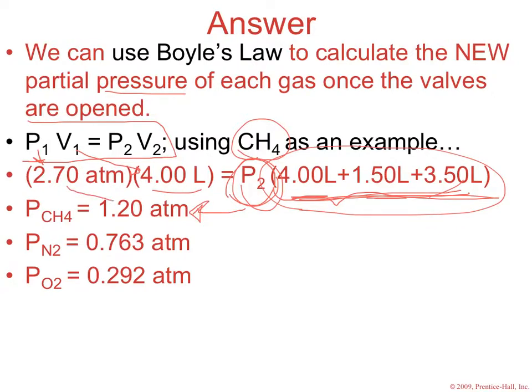Notice that the new pressure went down, it decreased. You would expect pressure to go down because volume increased, went up quite a bit. We can do the same exercise for the other 2 gases, nitrogen and oxygen. Both of their pressures also go down. This problem asked us the new total pressure, and so the new total pressure would just be adding all of the partial pressures together.